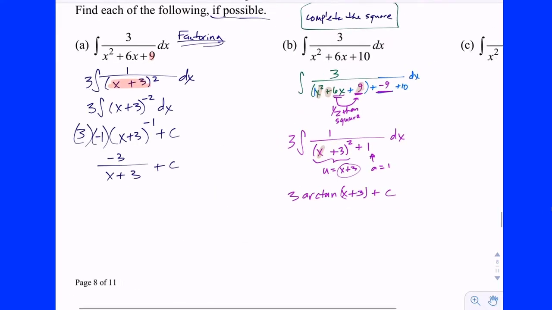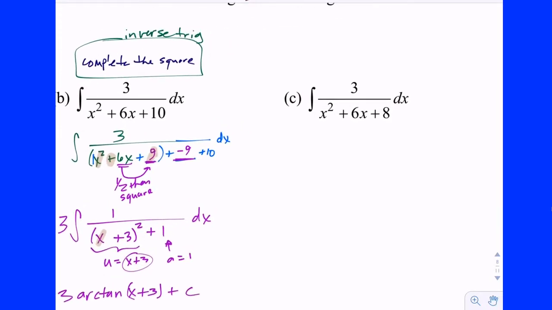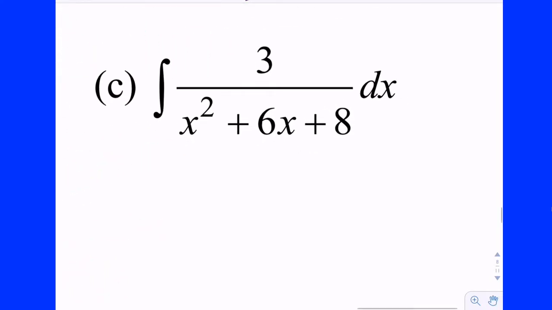Okay, so having done that, let's look at part C. Part C is very similar, except now it's x squared plus 6x plus 8. Does x squared plus 6x plus 8 factor?